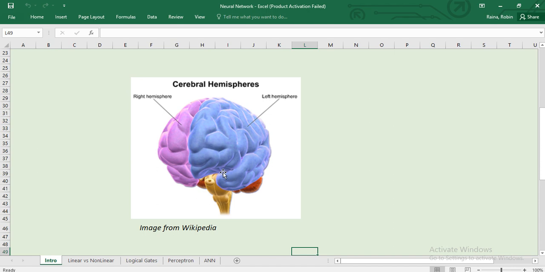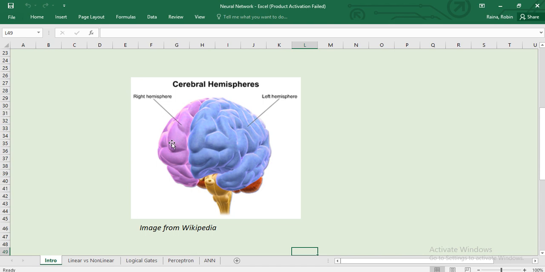This image has been taken from Wikipedia. In our brain we have two parts. We call them the left hemisphere and the right hemisphere. The left hemisphere, the blue part you can see, mainly deals with your reading, writing, speaking, arithmetic reasoning. It has been seen that people who do a lot of activities related to arithmetic calculations, the activity is more in the left hemisphere. And the best part about the left hemisphere is it processes the information sequentially.